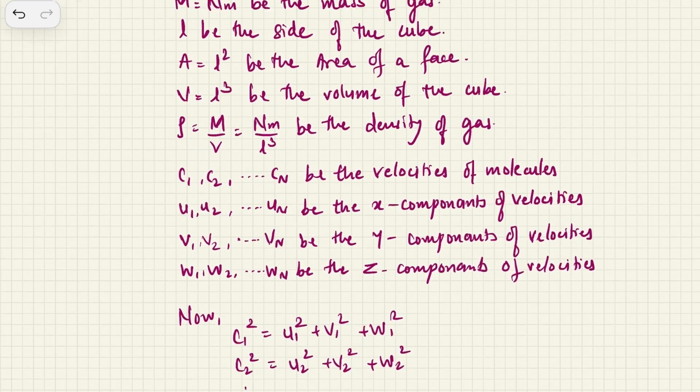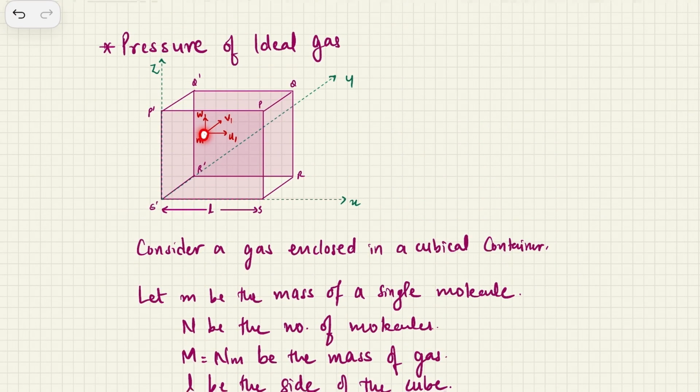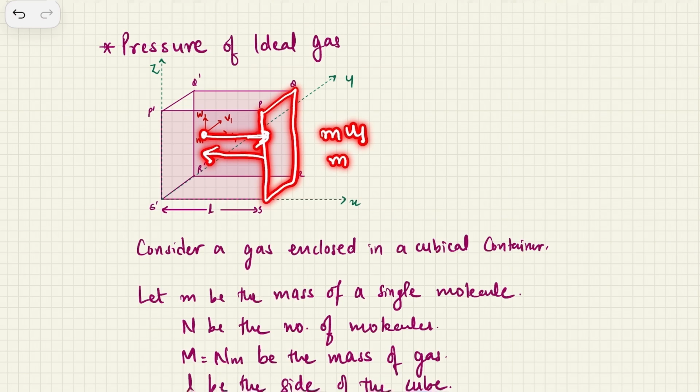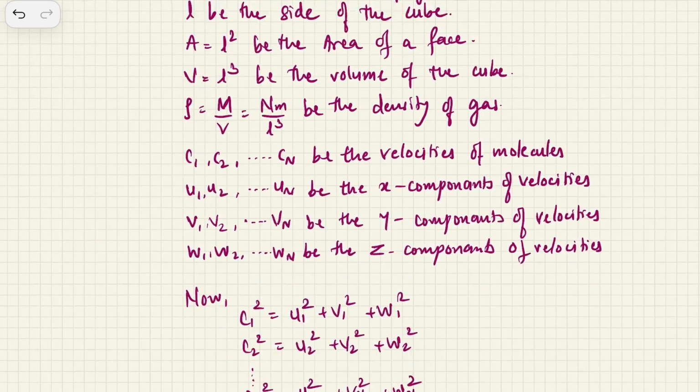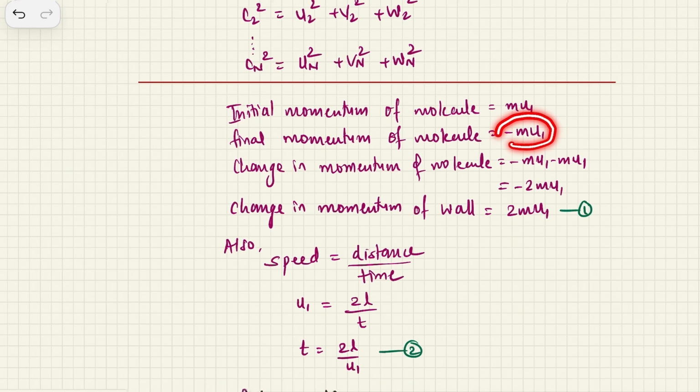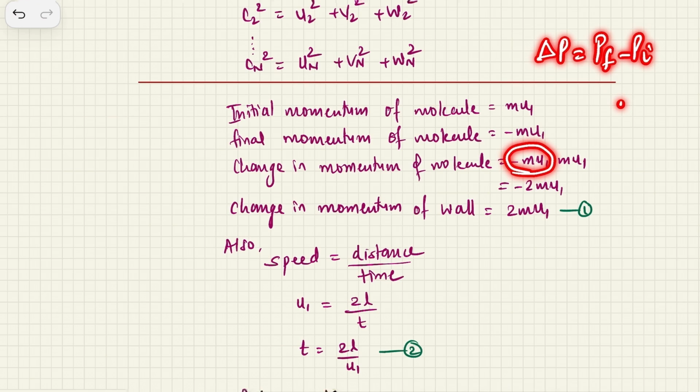Now what happens after that? This molecule collides with this wall, the wall PQRS, and it rebounds. It goes back. While going, its momentum was mu1. While returning, its momentum would be minus mu1, and the reason is it has changed direction. It's just moving in the opposite direction. So the final momentum is minus mu1, and the initial was plus mu1. Then the change in momentum of the molecule is the final momentum minus the initial momentum.